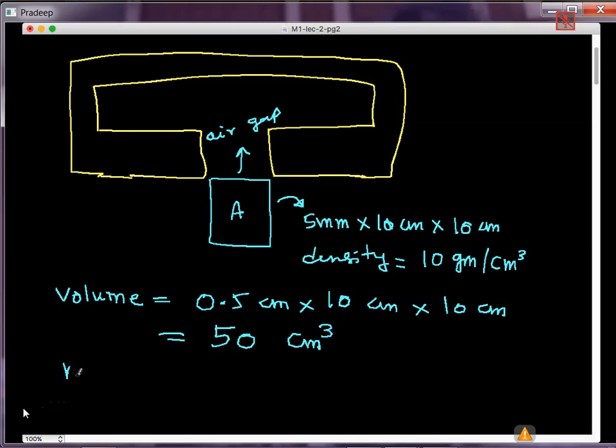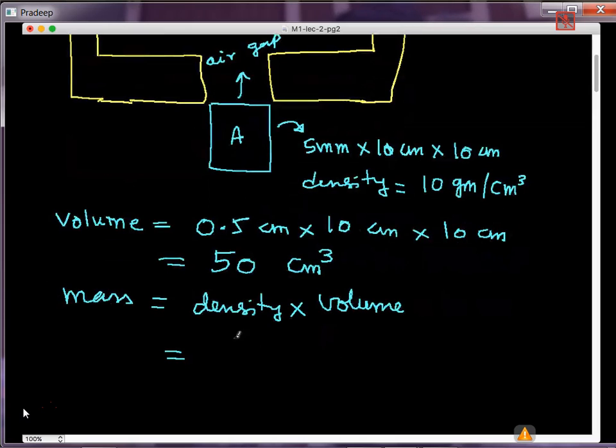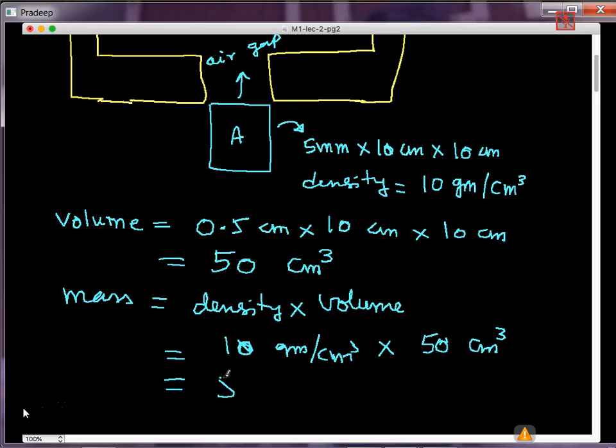Now what is the mass? Nothing but density into volume. So what I'll get? So density is 10 grams per centimeter cube multiplied by 50 centimeters cube. So I'm getting 500 grams, which is nothing but 0.5 kilograms.